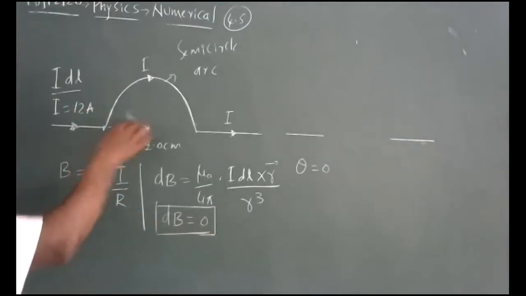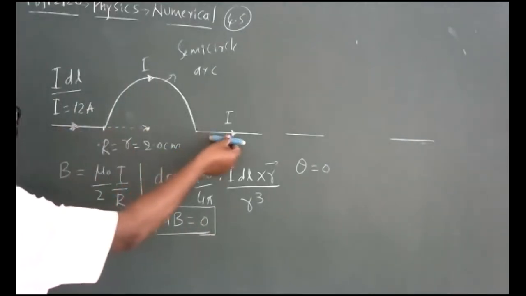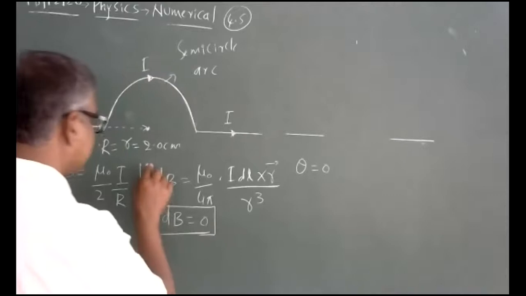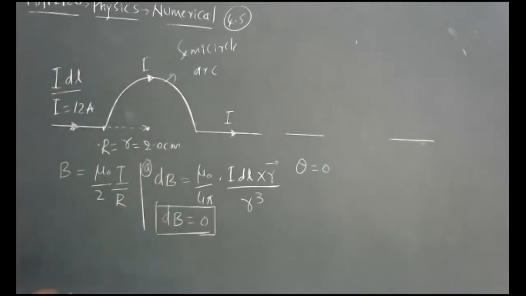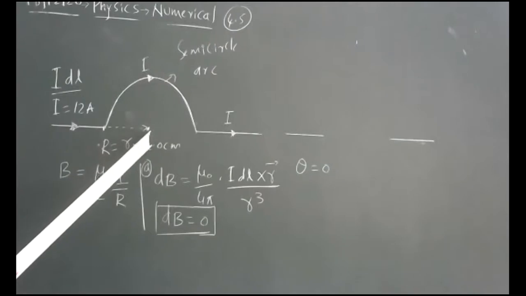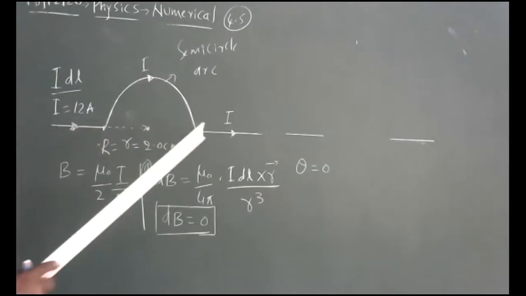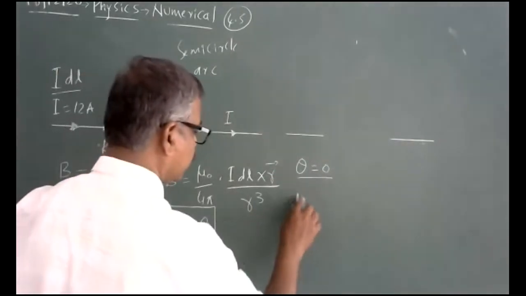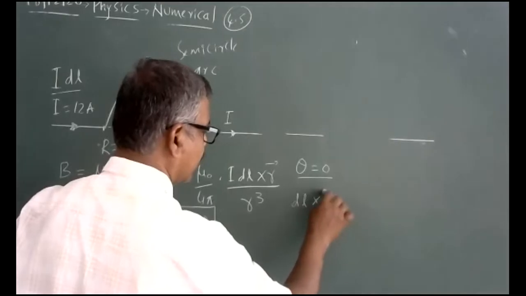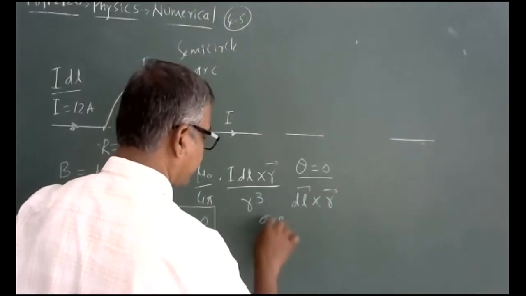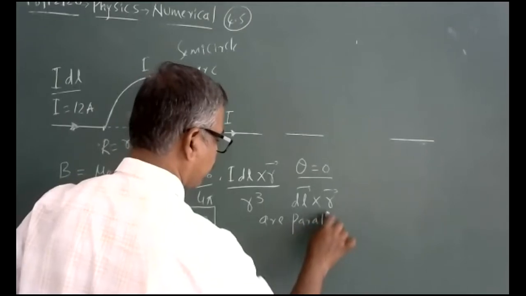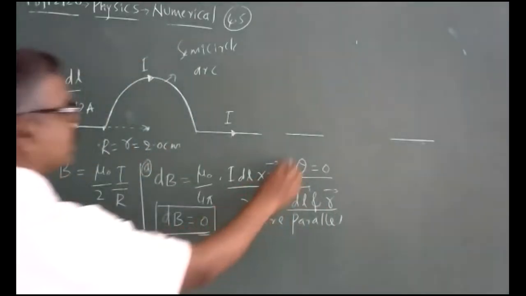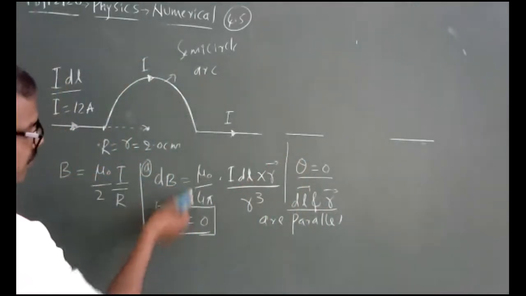Means the contribution due to this straight part at the center of the loop. The first part of the question, A, is asking: what is the magnetic field at the center of this semicircular loop due to the straight part? This is a straight part and this is a straight part. It is 0 because the angle theta is 0. The angle between dl and r is parallel, they both are parallel. Hence the angle theta is 0, hence this whole magnetic field becomes 0 here.